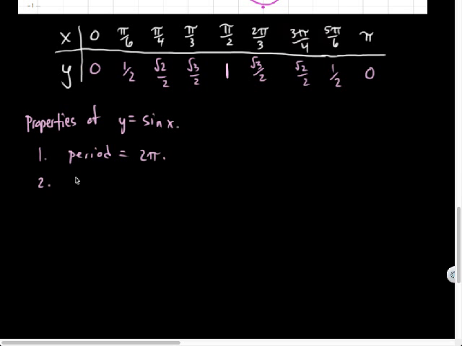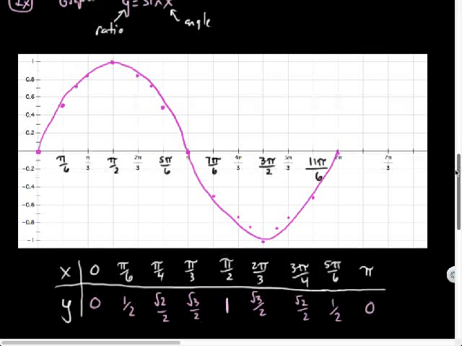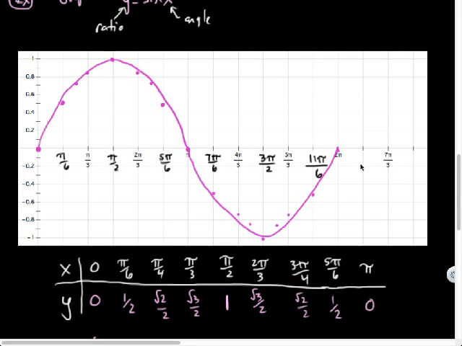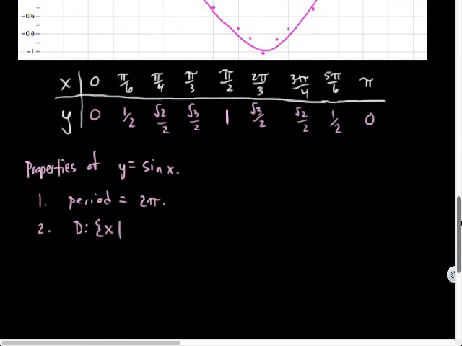What is the domain? Domain is the set of all x such that what values of x are allowed to be plugged in here? It goes all the way to infinity, all the way to negative infinity. There's no holes in the graph. So it's everything. Set of all x such that x. It's just everything.